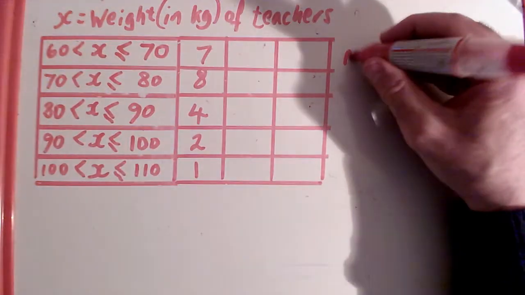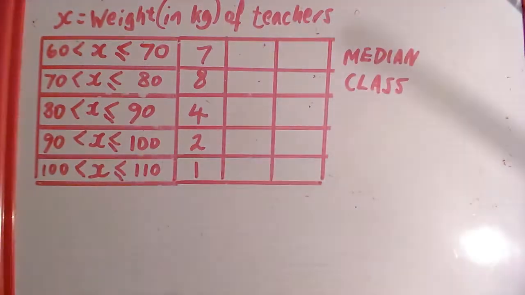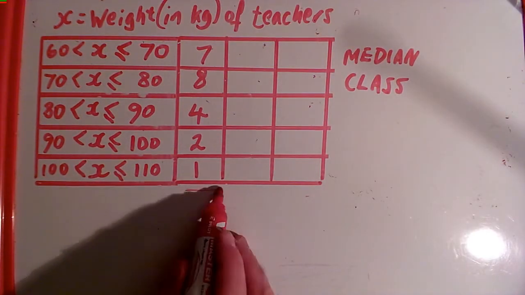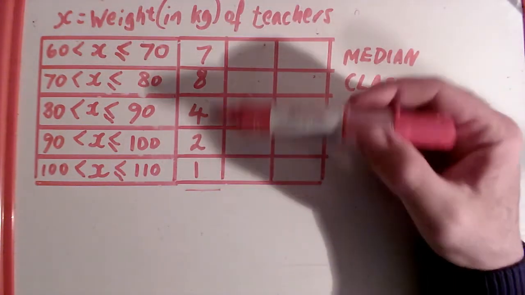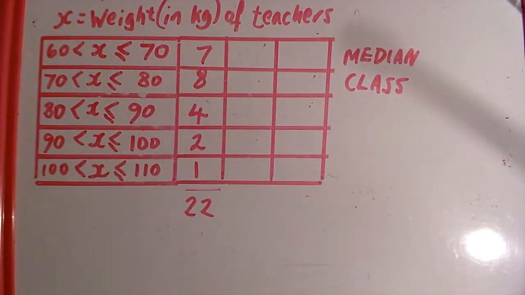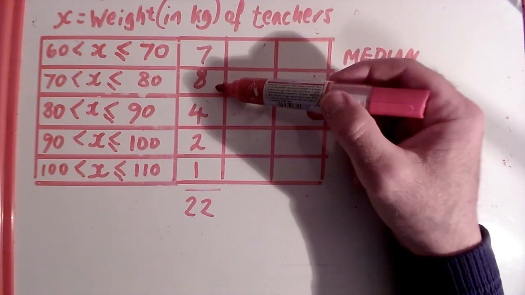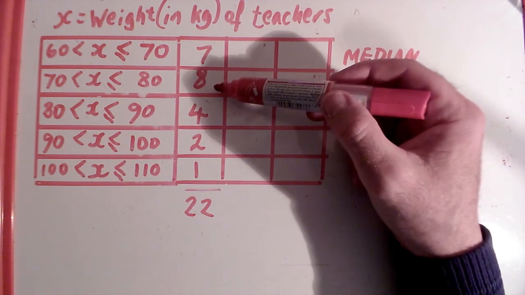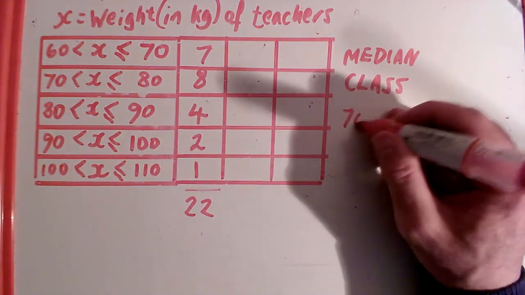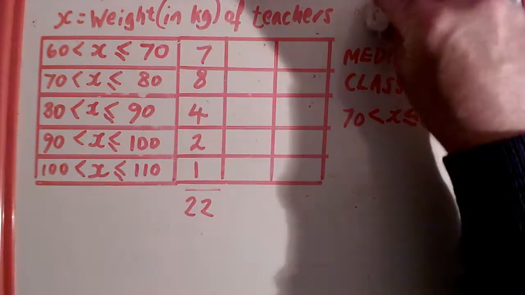You're sometimes asked for the median class or the median category. So it's just the group that contains the middle person. So numbers of teachers in each of these groups, 7, 8, 4, 2, 1. So adding these up, 15, 19, 21, 22. So the middle person is person number 11 and a half. So you've just got to think which category is person number 11 and a half in. Well, first 7 people are in the first group, then up to the 15th person is in the second group. So person number 11 and a half must also be in that category. So it's just the category with the middle person in.